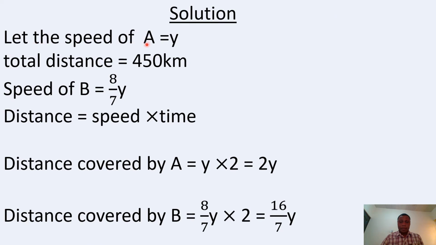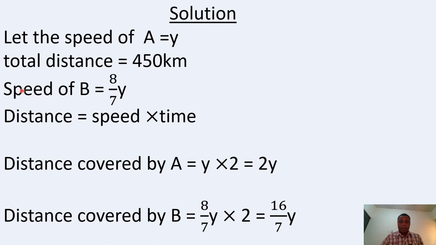Let the speed of A be equal to y. Why? Because we don't know the speed of A, so we use a variable to represent it. Now the total distance which we have been given in the question is 450 kilometers, and each of them travels 2 hours, which we already know. The speed of B, which I've already explained, but I want to explain it again, is 8/7 times y. Why are we getting it like this? Because B travels 8/7 times as fast as A.